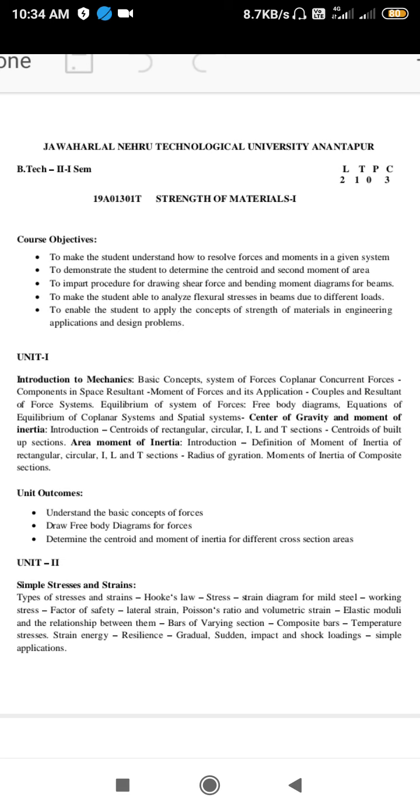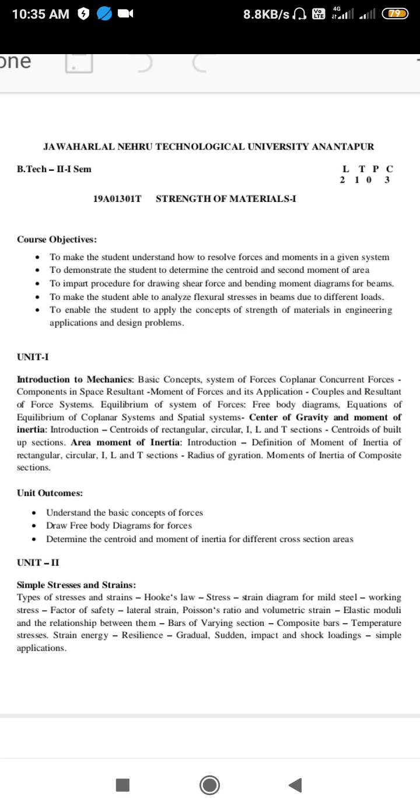Introduction of mechanics. Here we study basic concepts, system of forces, that is collinear, coplanar, concurrent forces, moment of force, couple, resultant of forces, equilibrium equations, free body diagram for the given type of structure, and center of gravity, moment of inertia. So center of gravity for the I shape, L shape and T shape, moment of inertia also I shape, L shape and T shape.